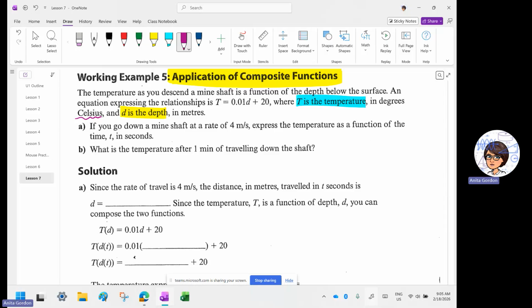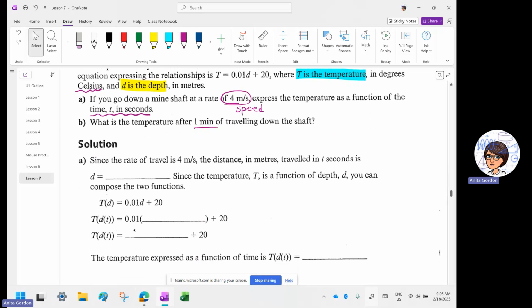All right, so if you go down a mine shaft at a rate of 4 meters per second, this is speed, right? Express the temperature as a function of time in t seconds. And then in B, it's asking us what is the temperature after 1 minute of travel. Okay, since the rate of travel, meaning our speed, is 4 meters per second, the distance in meters traveled in t seconds will be determined how.